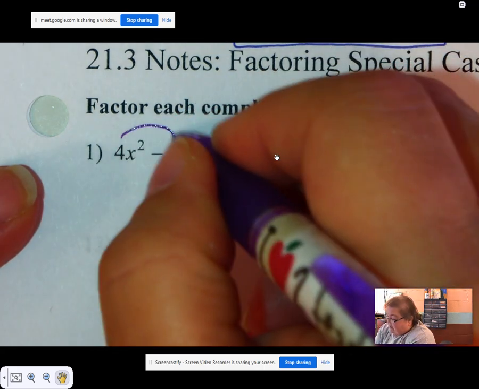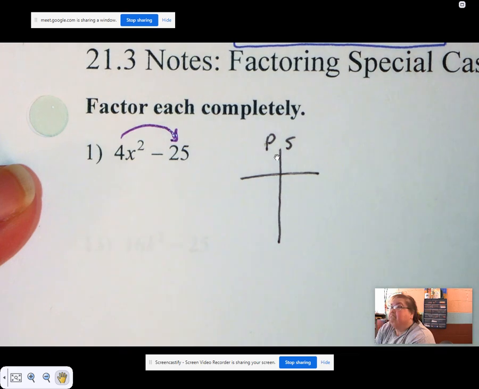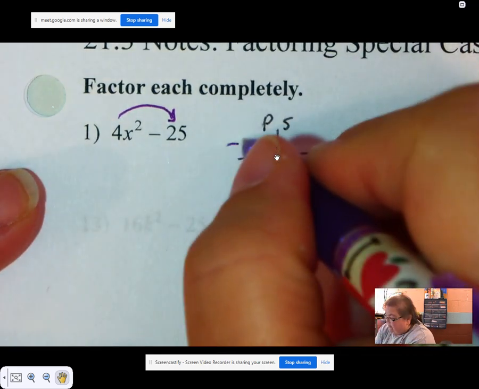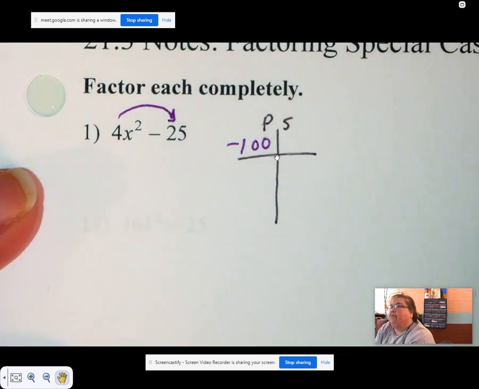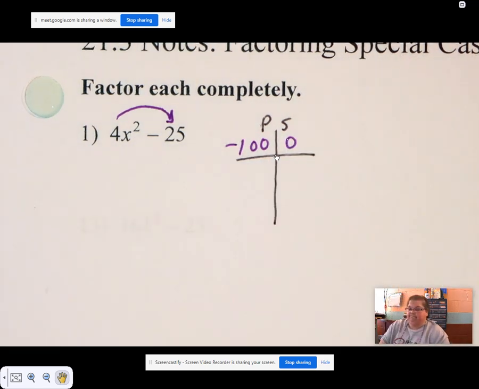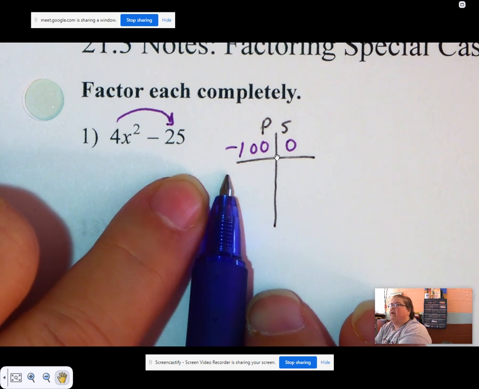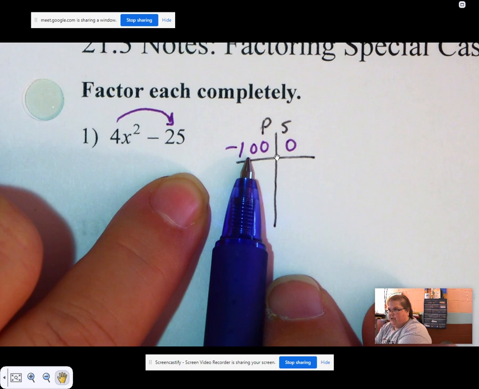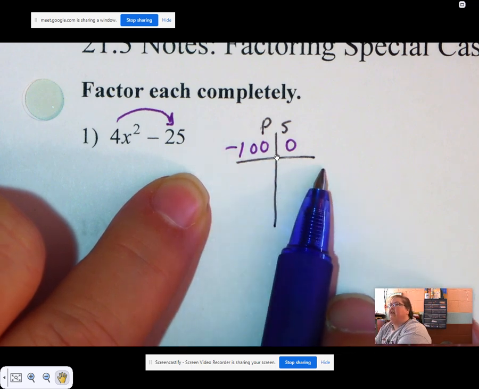What is A times C? What is it? Negative 100. I agree. What is the sum? 0. You can have a sum of 0. Here we go. I'm looking for what times what equals negative 100, but when I add them, I get 0.